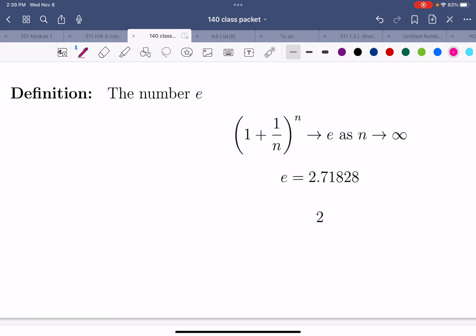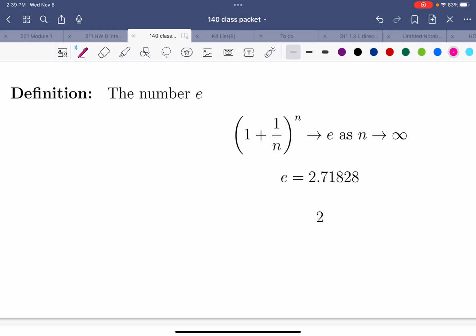So n is the number of times that you compound your interest. If we do it once a year, n would be 1. If you do it every 6 months, n would be 2. Quarterly, that's 4. Monthly would be 12. Bi-weekly, so every 2 weeks, would be 26. Weekly would be 52. Daily would be 365. Hourly, you could multiply that by 24, right? And so you can make them really, really big.